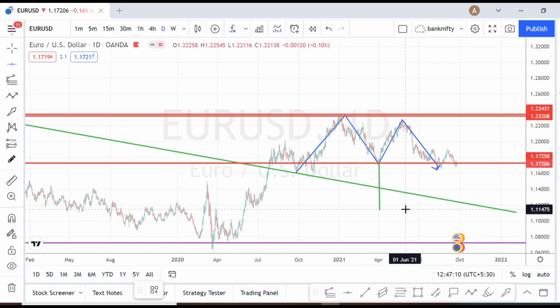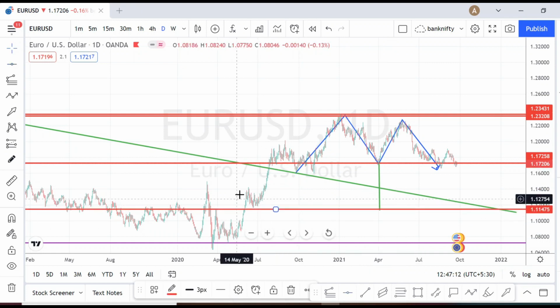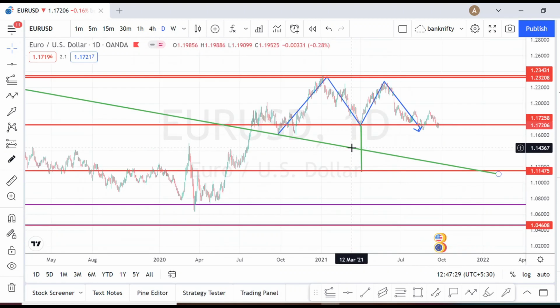So here also you can notice that this is where it actually started its uptrend. It has gone up, retraced, again it started uptrend, again it is retracing and started uptrend, retracing, uptrend. Euro USD is temporarily on a downtrend, and the support is going to be at this point.